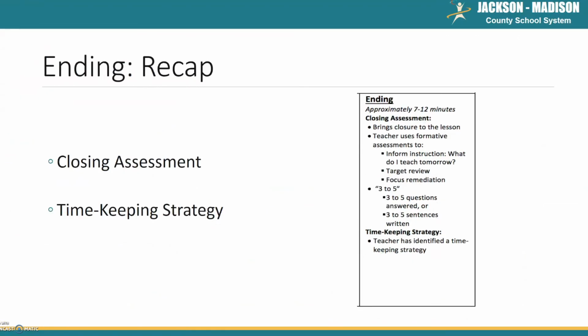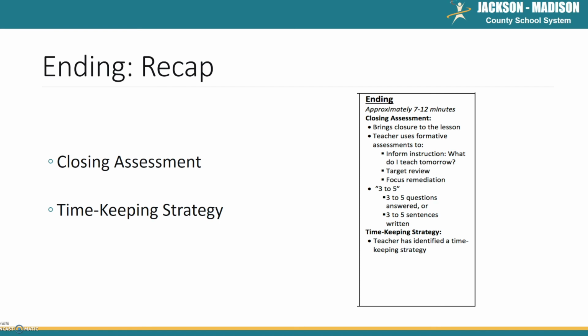Let's take another look at the ending. Remember, the ending is made up of the closing assessment and a timekeeping strategy. You will want to allow approximately 7 to 12 minutes at the end of class for your ending. The closing assessment is planned in order to bring closure to the lesson and to solidify student learning. The assessment guides the teacher in 3 ways. 1, to inform instruction and answer the question, what do I teach tomorrow? 2, to target review, what do I need to reteach? And 3, to differentiate which students need remediation and which students need enrichment.